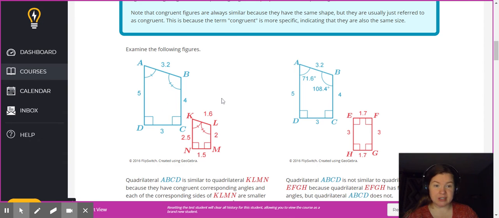Notice here between these two, all of the angles are labeled the same, but the sides are proportional. If we take the easiest looking side, 4 divided by 2 is 2. Then I double check: 5 divided by 2, yep, that's 2.5. 3 divided by 2, that's 1.5. And 3.2 divided by 2 is 1.6.